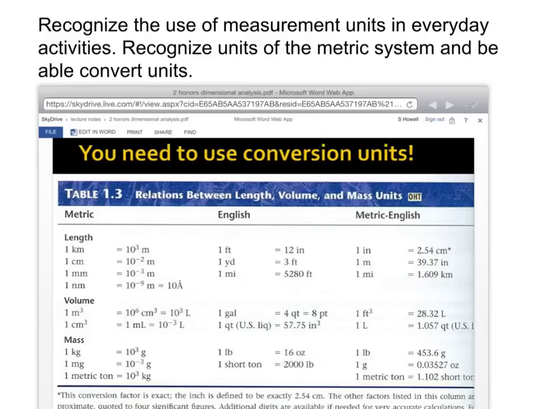Now, we need to be able to recognize and use measurements of unit in everyday activities and recognize the units of the metric system and be able to convert from English to metric and metric to English and back and forth and in between. Within this, and I didn't put this up here, but it's also number 9, you need to be able to use the factor label method to make sure that you have the right unit. And of course, express the correct number of significant figures and things in scientific notation. So if you've forgotten how to do this, you need to go back over and practice some problems because you're going to be converting back and forth and you need to show me how you're doing it.